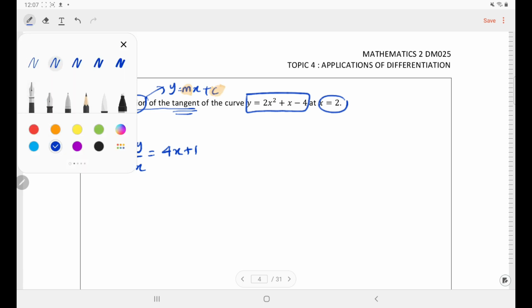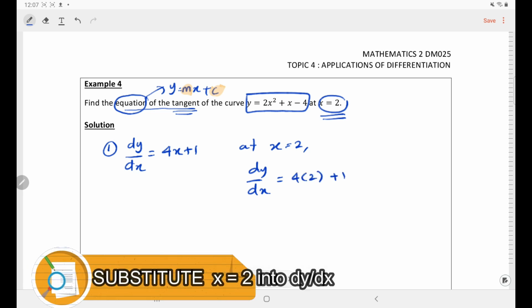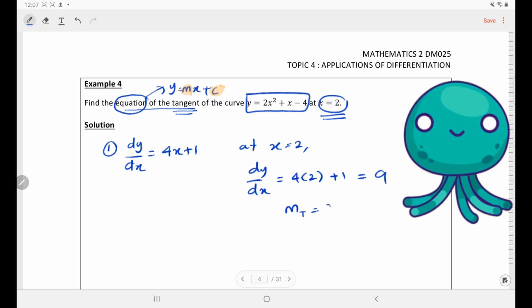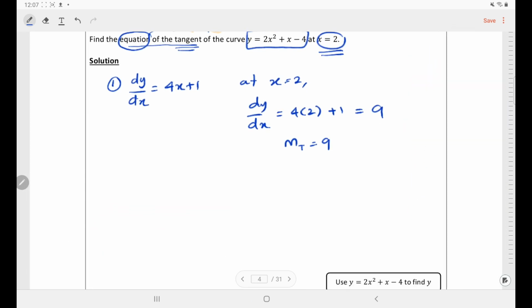Jadi kita perlu cari gradient of a tangent, perlukan nilai. Jadi kita akan letak at x equal to 2. Okay, sebab it's given. dy dx is equal to, kita gantikan 2 ke dalam persamaan gradient, kita akan dapat 9. So this is dy dx, ataupun nama lain dia ialah m of the tangent, iaitu 9. mt ataupun gradient.